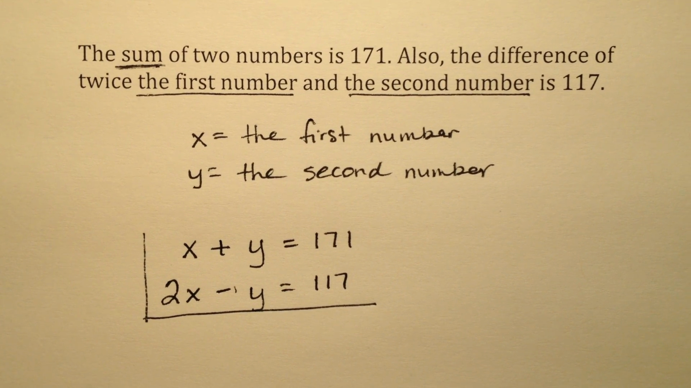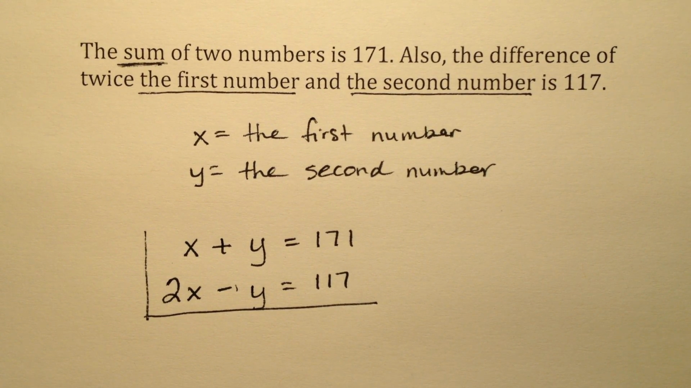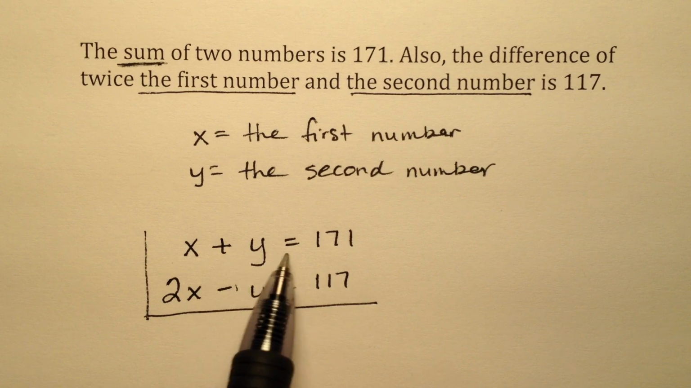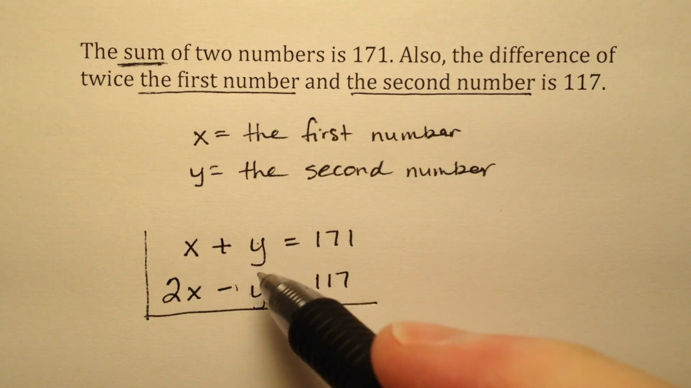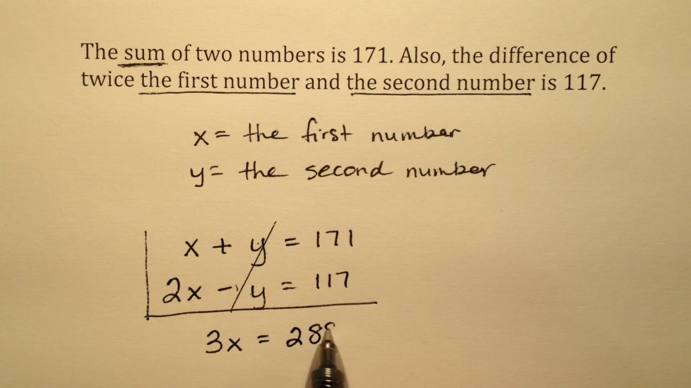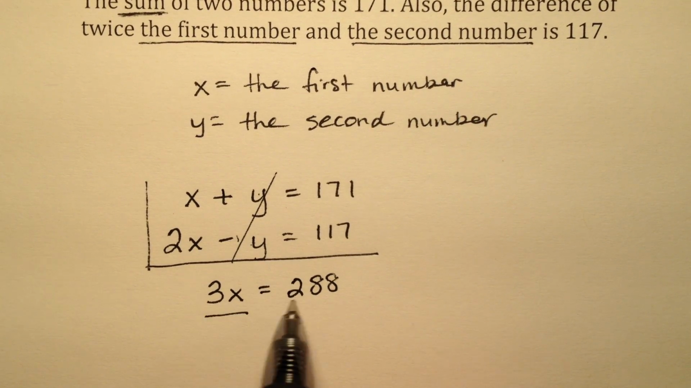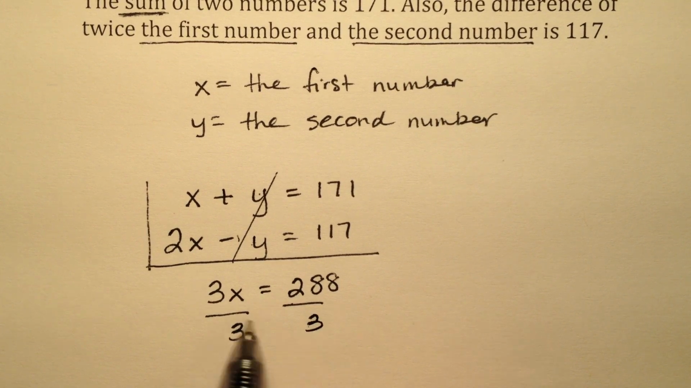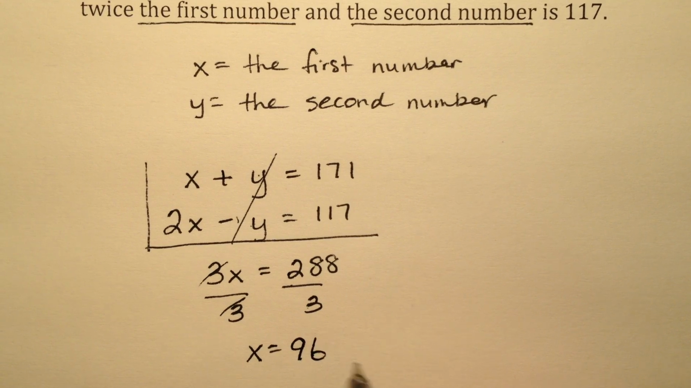Okay, so it looks like we have a nice system here. We can use elimination, and I know that because I have a positive y and a negative y. So if I were to add these two equations together, my y's would eliminate, and I would have 3x equals 288. So a quick division by 3 on both sides of our equation will give us x equals, what, 96?